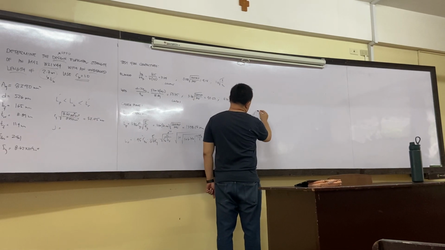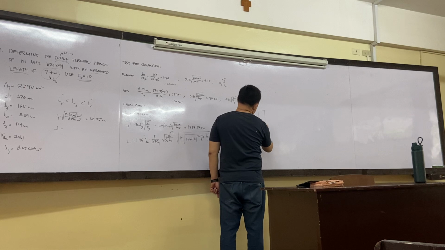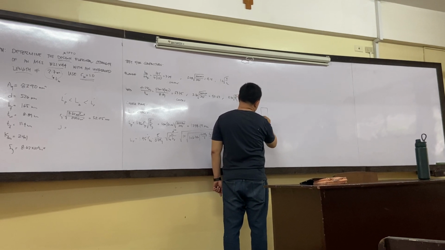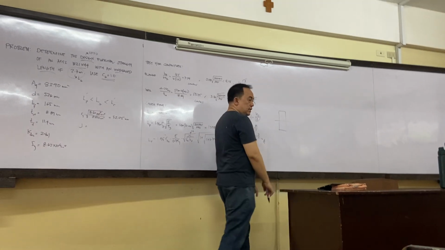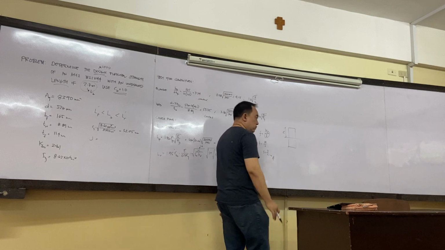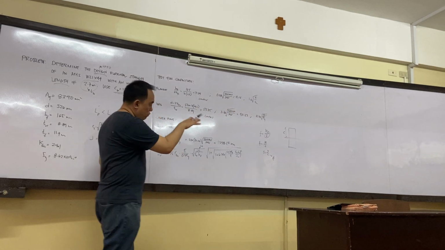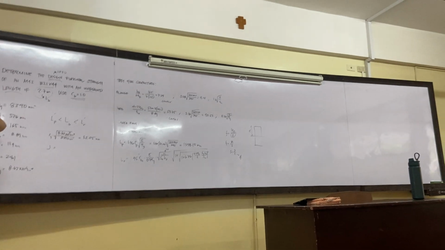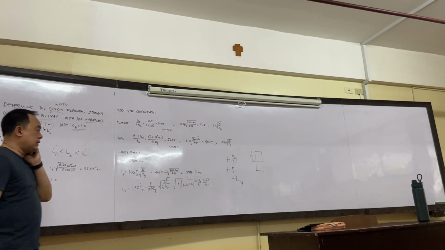So this is the advantage of steel, because the neutral axis is always at the middle, regardless of how you compute it. So what else?